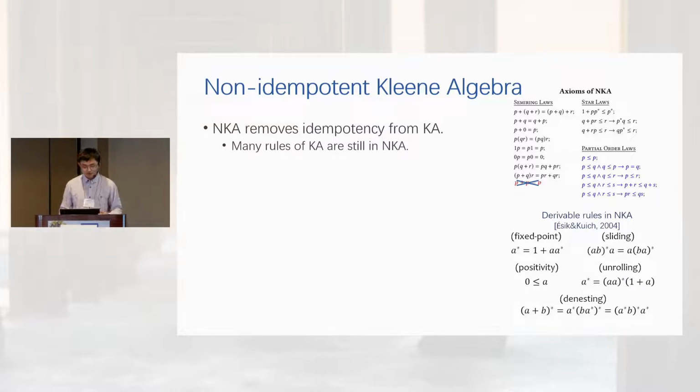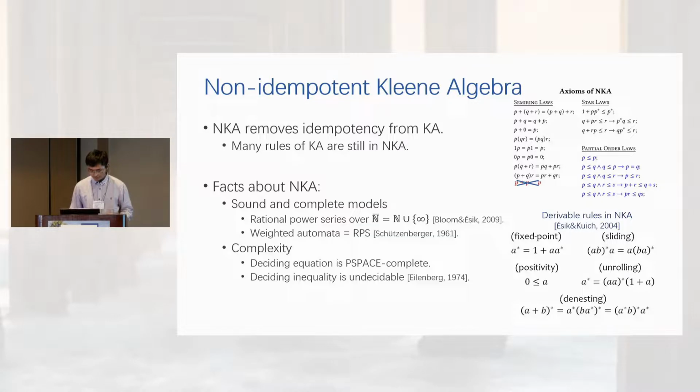In 2004, Ishik and Kuish have shown that many rules in Kleene algebra still hold in NKA. For example, we have a selection of very important rules that are frequently used for compiler verification, listed here at the bottom of the page. We also have many known facts about NKA existing in the literature.